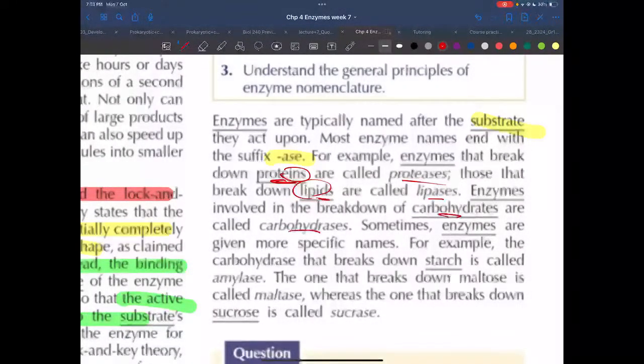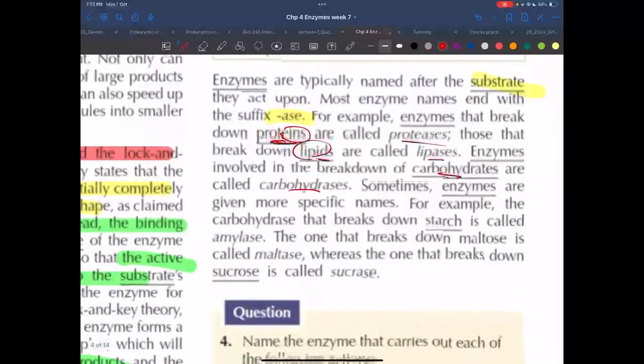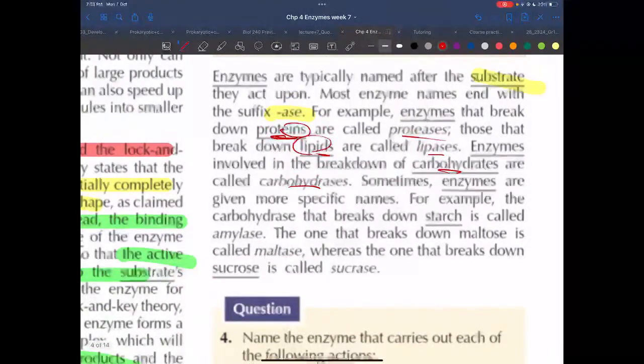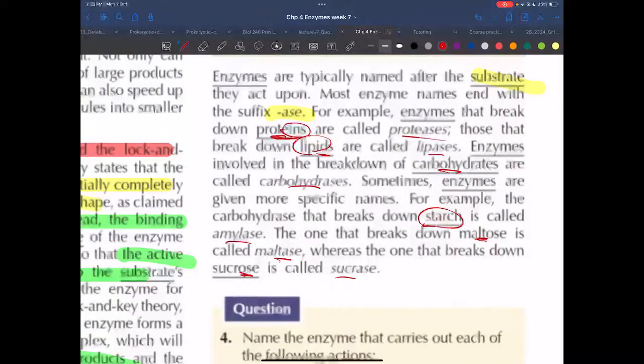because we need a water molecule. That's why we call them hydrases. While other enzymes are more specific. So the ones that break down starch, we call them amylase. But look, the ones that break down maltose is going to be maltase. Ones that break down sucrose, sucrase. You also have an enzyme that breaks down lactose.